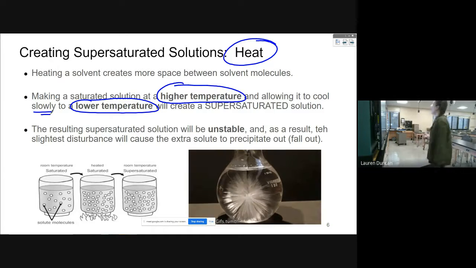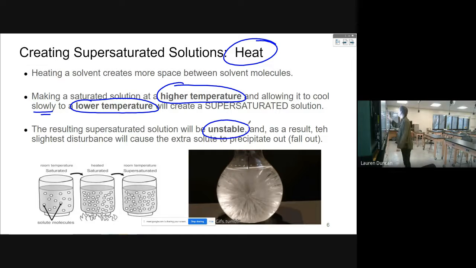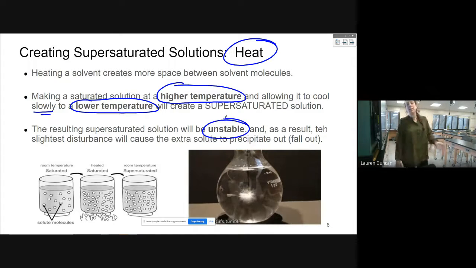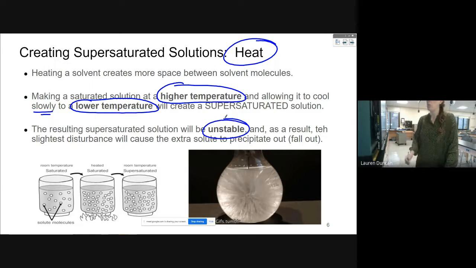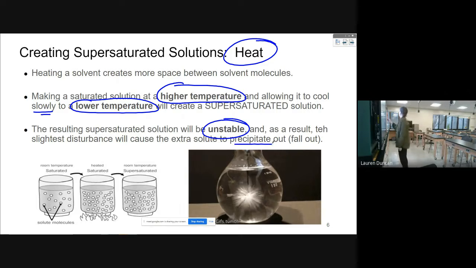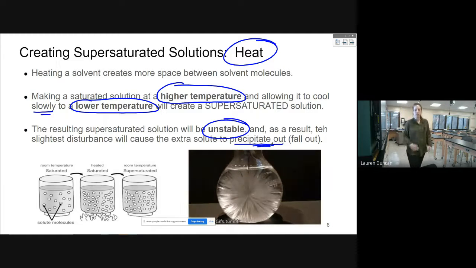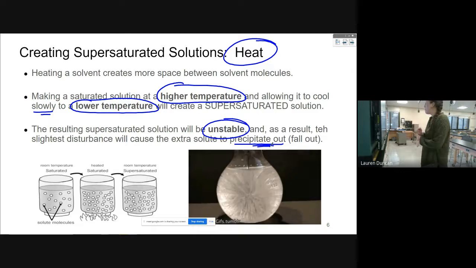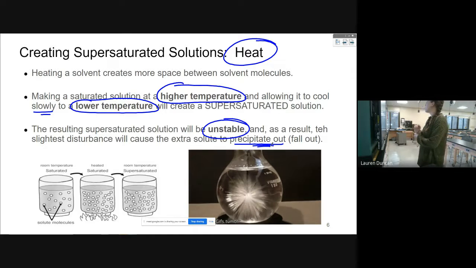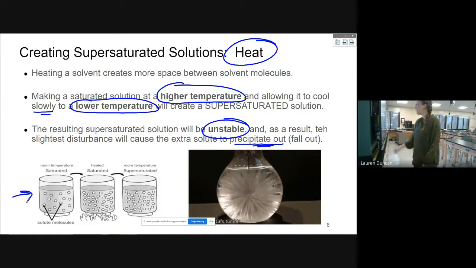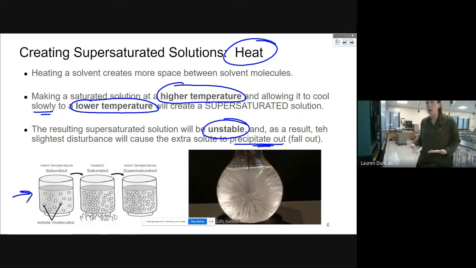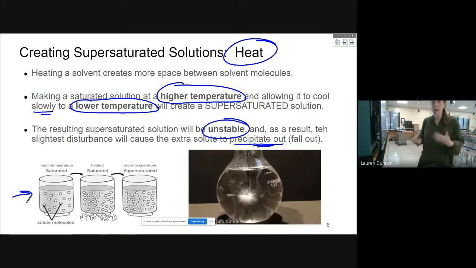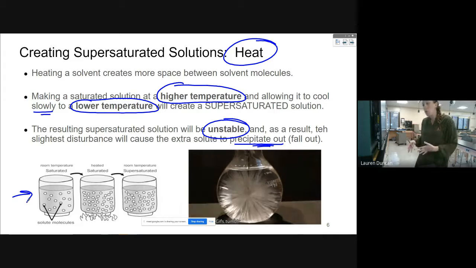Now, this solution is going to be super duper unstable. And even the smallest disturbance is going to cause the extra dissolved solute to precipitate or fall out of the solution. So basically what happens here is if you heat your solution up, you create more space between your solvent molecules. The water molecules, say, they spread apart. So you can dissolve more stuff in a hot solution, hot water, than you can in cool water.